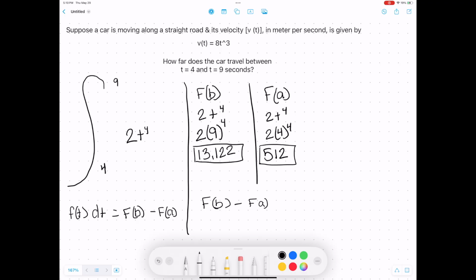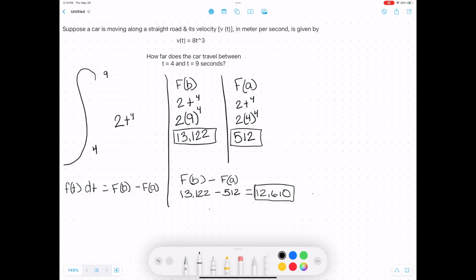Now that we calculated both of our functions, we are now able to use our equation. We put in what f of b and f of a is, and we subtract it. And that's how we get our area. Now we know that the car traveled 12,610 meters between 4 and 9 seconds.